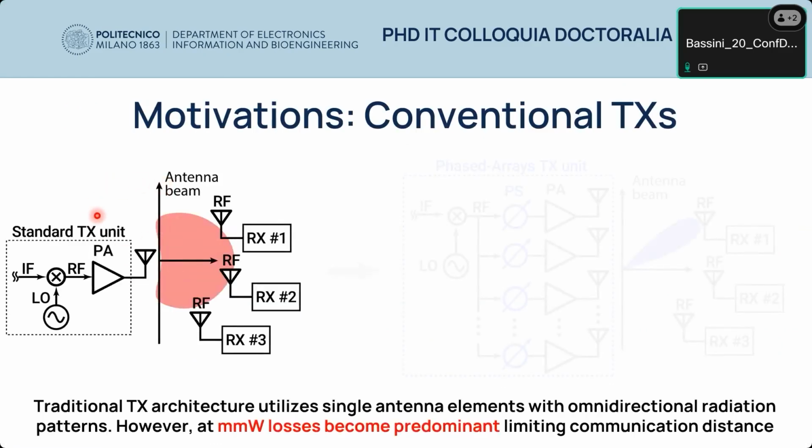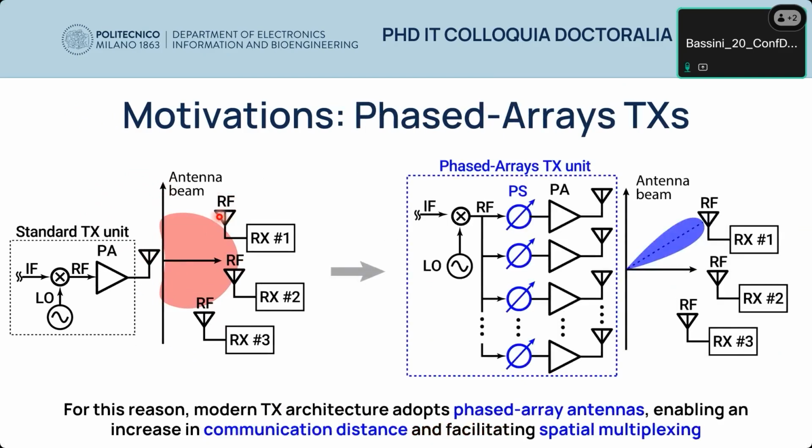In the figure, it is shown the typical transmitter architecture, which implements an omnidirectional antenna to illuminate the nearby receiver. However, when you operate this architecture in modern standards at millimeter wave frequency, the path loss becomes dominant, which limits the communication distance. For this reason, nowadays, modern transmitters employ the phased array architecture, which consists of an array of antennas which produce a more focused beam, which allows the same transmitted power to reach longer distances.